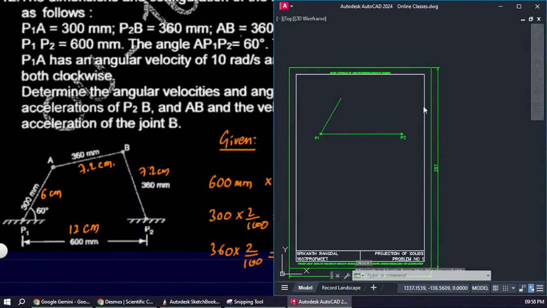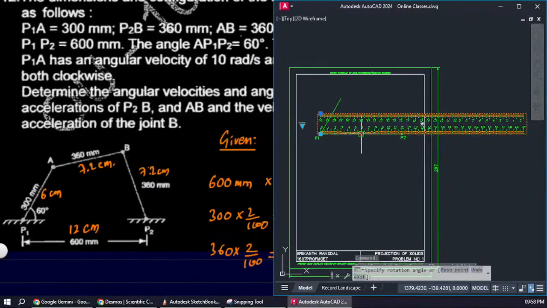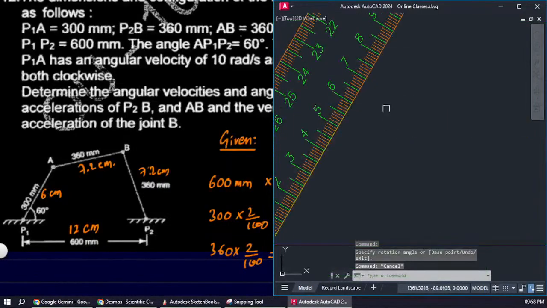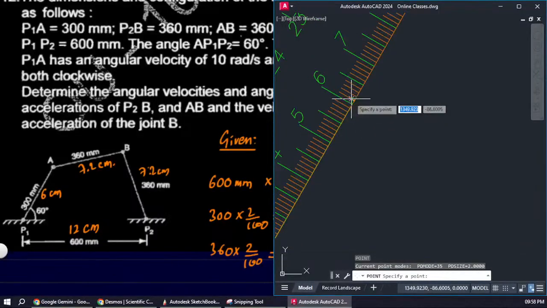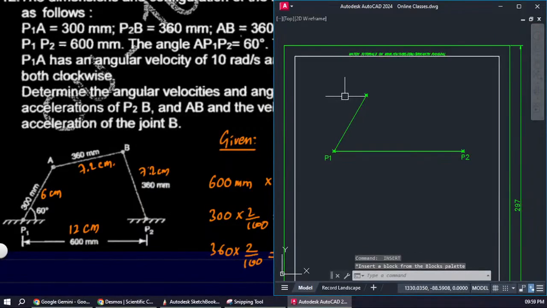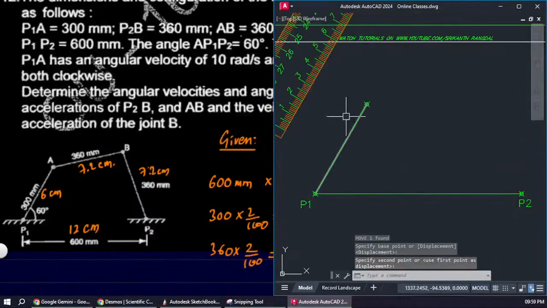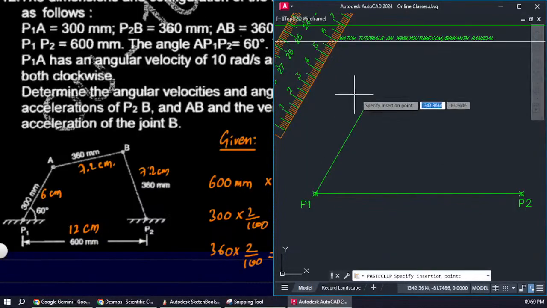So let's quickly take our scale. From this point we need it to be in this direction, and we need a length of 6 centimeters. So we will need a scale. Okay, let's keep the scale aside. We can see fortunately our length is exactly matching with 6 centimeters. Let's go ahead and name this point as A.